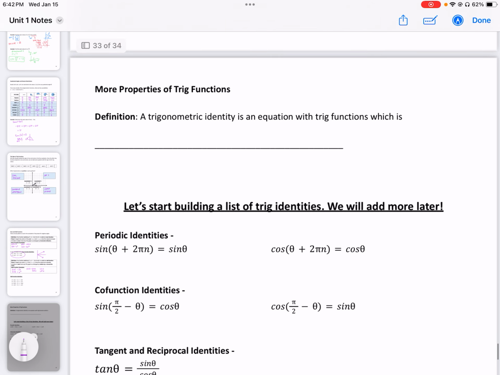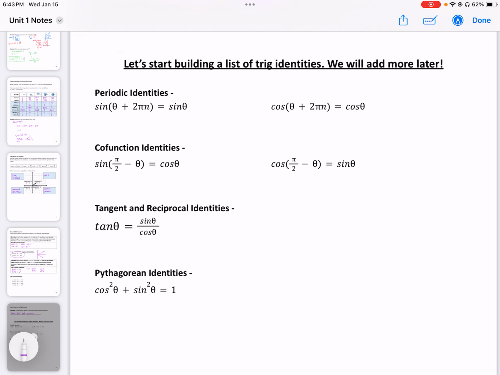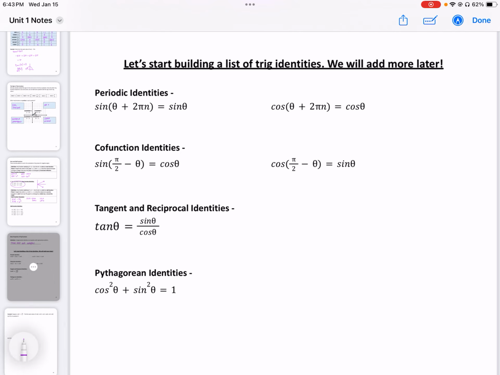And last but not least, a trigonometric identity is an equation with trig functions which is true for all angles. Now, we're going to start building a list of trig identities that we're going to get really comfortable with. We haven't necessarily talked about all of these. They're going to be coming up. We've definitely looked at cofunction at this point. We have seen the tangent function as a relationship of sine over cosine, and we have seen Pythagorean identities so far. The others we may not be as comfortable with yet, and that is totally fine. We will get there later on in unit 2.